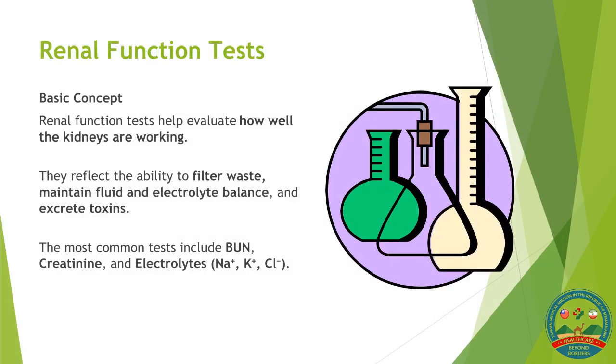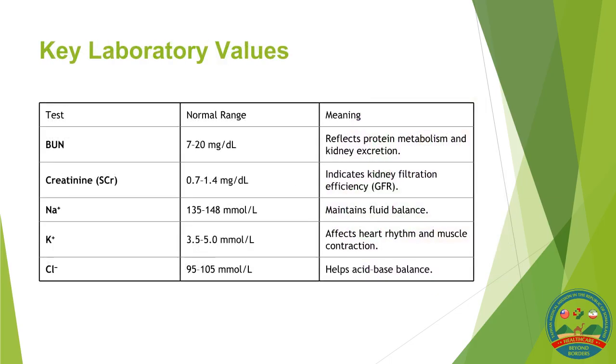Renal function tests tell us how well the kidneys are working. They show the kidney's ability to filter waste, keep fluids and electrolytes in balance, and remove toxins from the body. The most common ones are BUN, creatinine, and electrolytes: sodium, potassium, and chloride. Here are the key lab values we check for kidney function. BUN shows protein metabolism and kidney excretion. Creatinine reflects how well the kidneys filter the blood. It's one of the most important indicators.